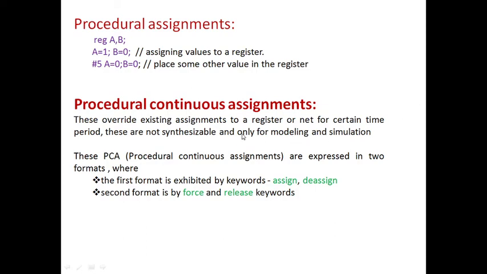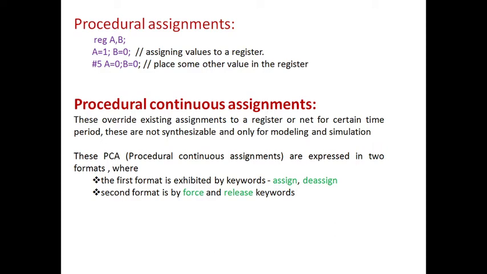The first type of procedural continuous assignment is given by the keywords assign and deassign, and the second type is done with the help of the force and release keywords. That means the keywords we use in the first type and the second type override the registers or net variables only for a certain amount of time. You should keep this in mind.